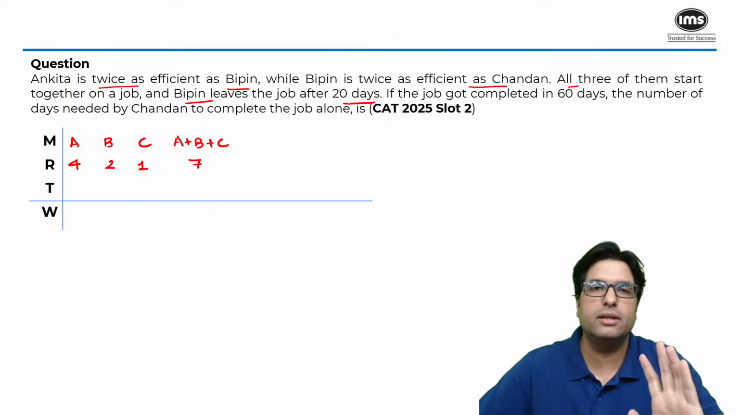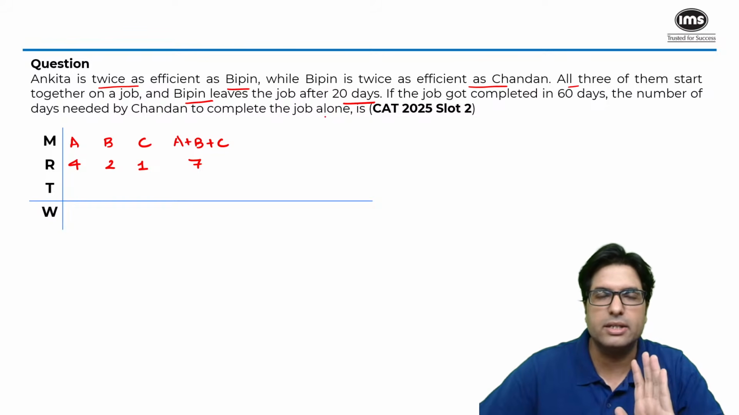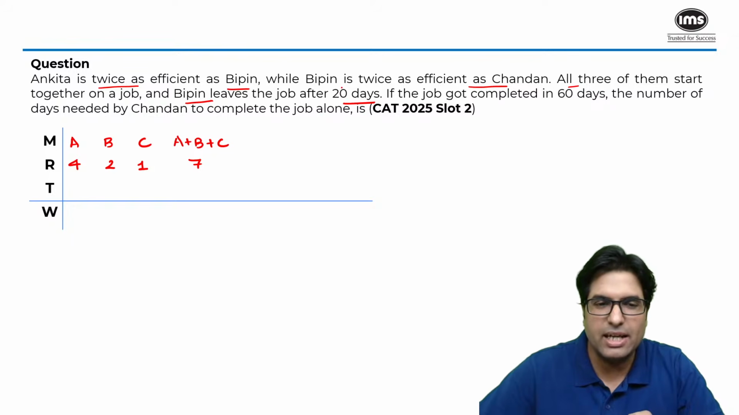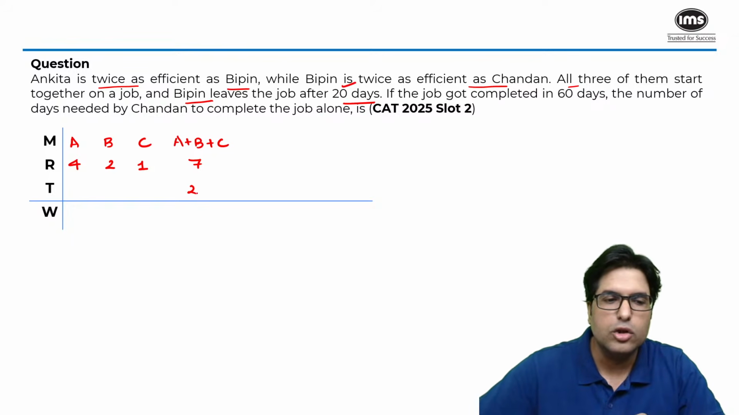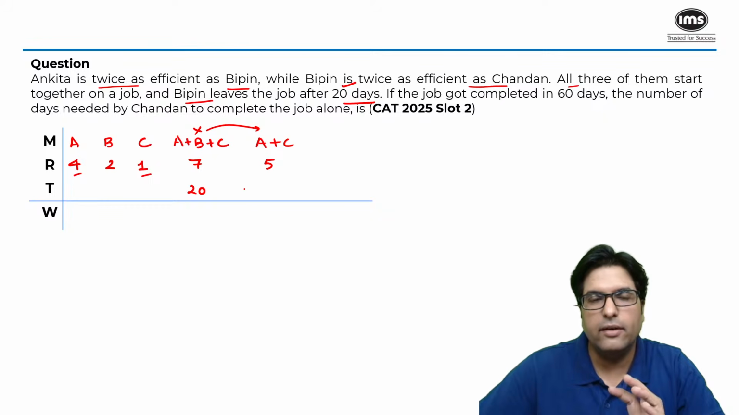Again, look at the statement. It is very similar to what we encountered in the previous question. Somebody leaves after certain days. Whatever happens after certain days is in future, at least they'll be working together for 20 days. So we know that for 20 days A, B, C worked together, and now B would leave. So we would be left with A and C. And what are the rates of A and C? 4 and 1, 5. So they'll be working with an efficiency of 5 units per day.